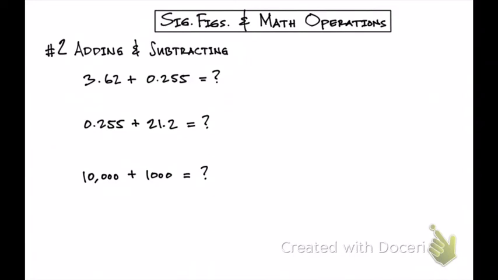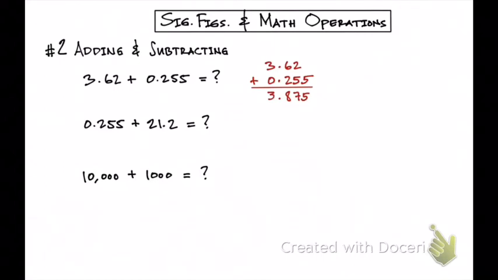So the first thing that you want to do here is to rearrange this mathematical operation to look like this. So you're going to realign the numbers and the decimal points, and then you would perform the calculation normally. So 3.62 plus 0.255 gives us 3.875. But how do we report this to the proper number of sig figs, right? So the rule is a little bit different.